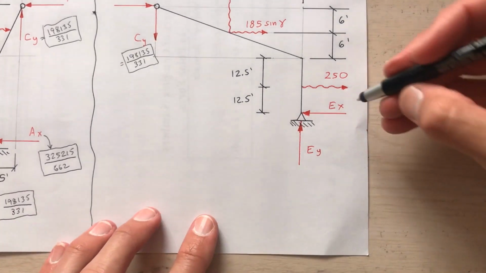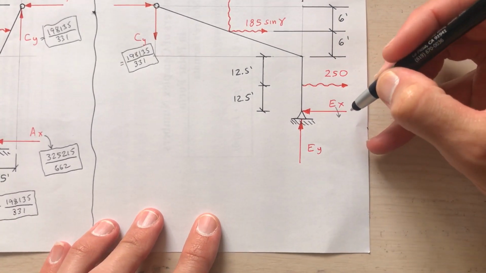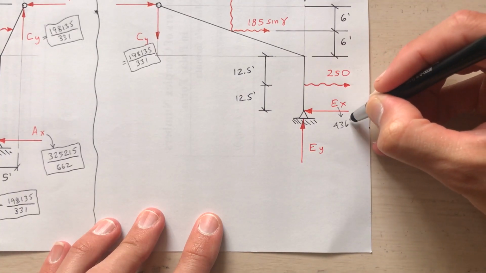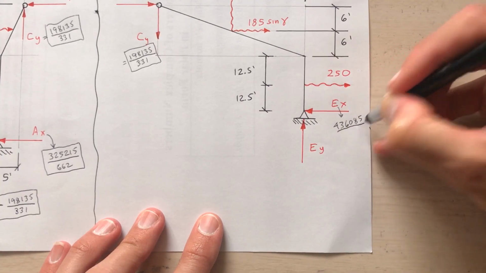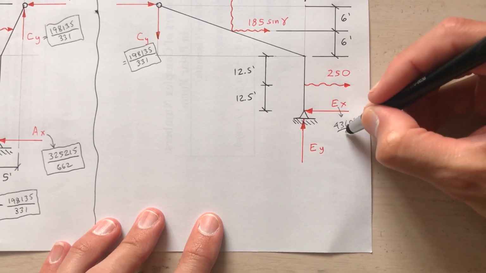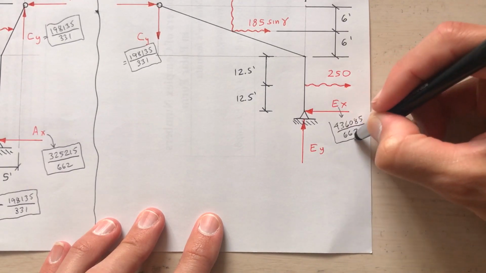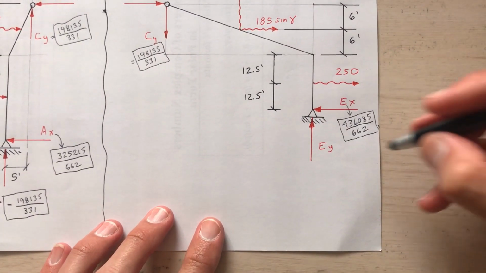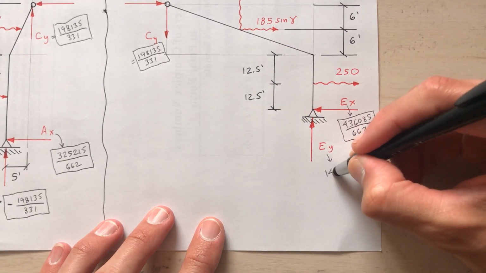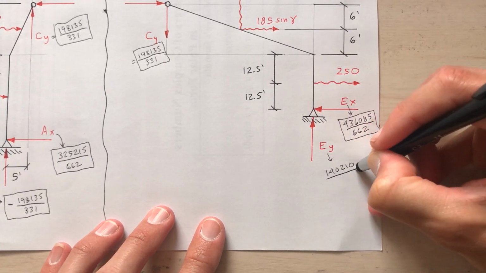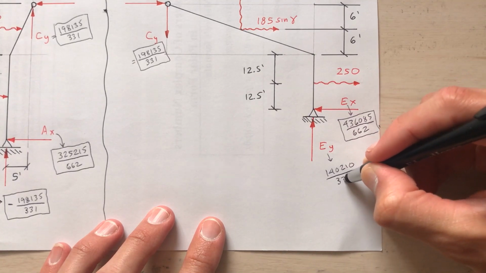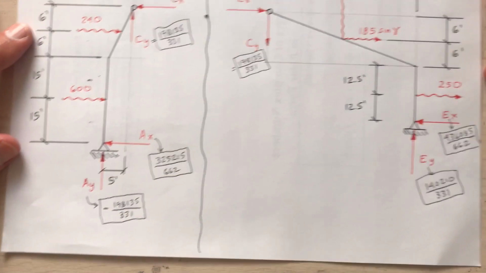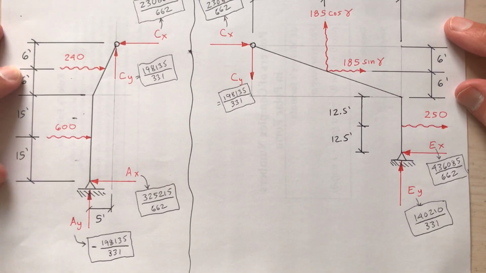So, E sub x, I'm going to use the exact value. 436,085 over 662. Very forgivable if you just use the decimal approximation. And then the E sub y part. 140,210 divided by 331. Okay. So now I have all four reactions, don't I? See that?